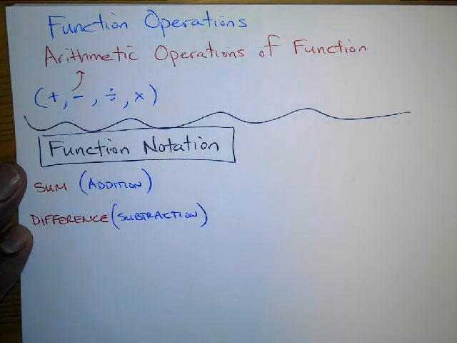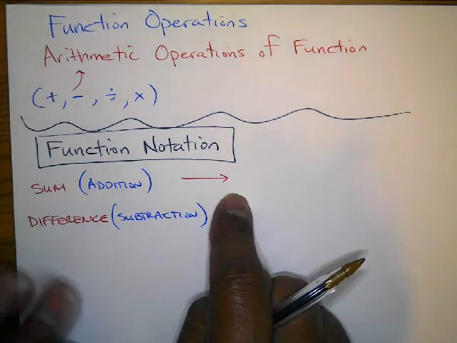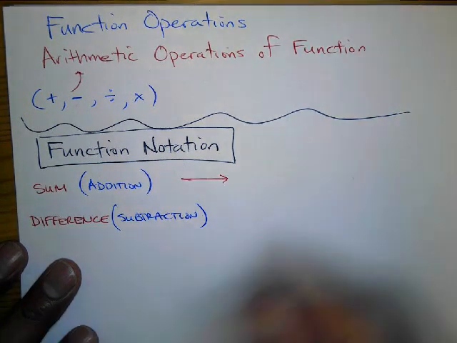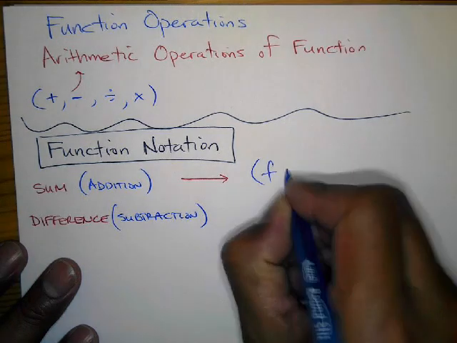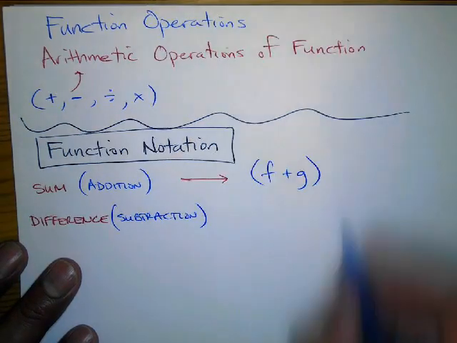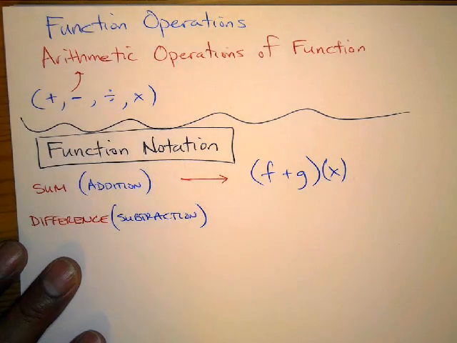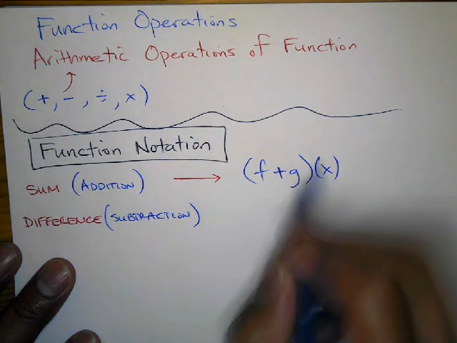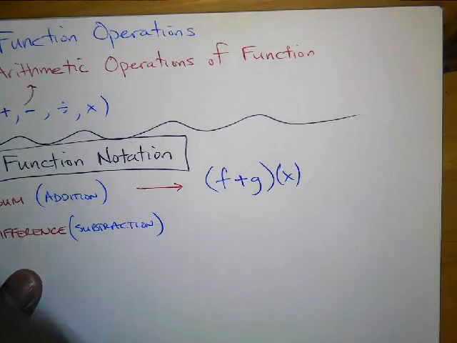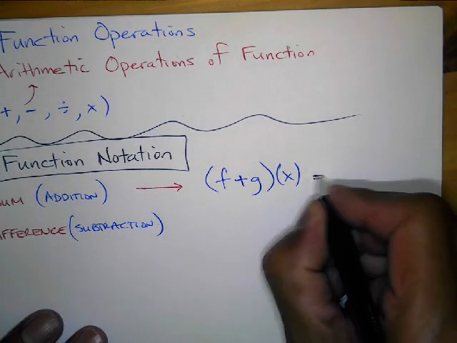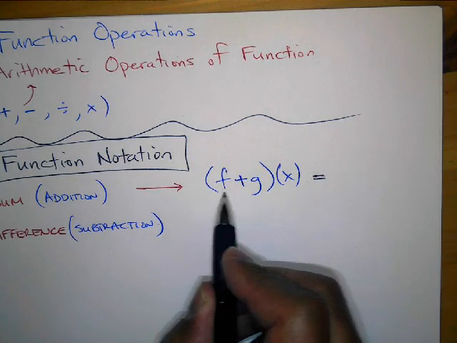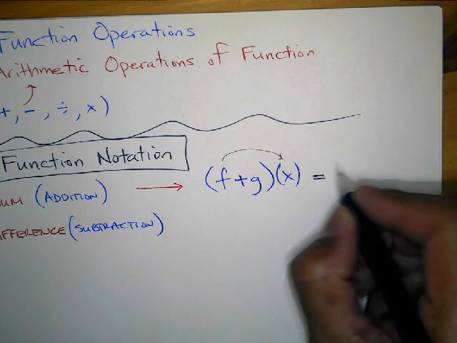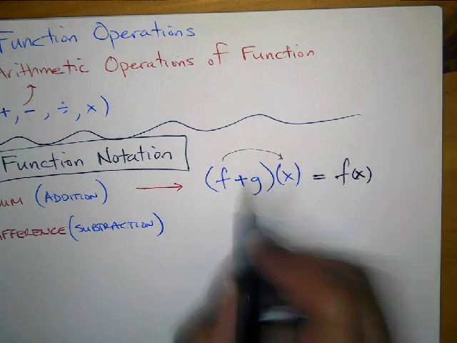So let me show you the notation here. For sum, I'll do that one first. The notation is going to look like this. What if you see a problem that says parentheses f plus g close parentheses of x, like this? Again, it doesn't matter the letters, but obviously the adding is the plus sign. Well, what this really means is, look at the first one and think of it like the distributive property. The first one is the function of x.